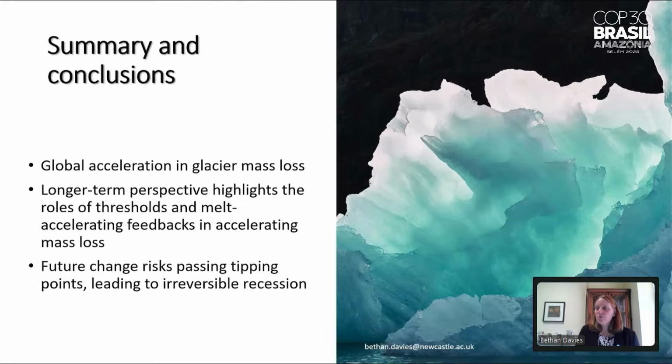So I want to move on to my colleagues who are going to talk about some of the impacts, the societal relevance of this. But I want to highlight that this is part of a global acceleration of mass loss. We see this pattern of accelerating mass loss almost everywhere we look. But when we take this longer term perspective, we can really see the role that thresholds and feedbacks play in accelerating this mass loss. And if we continue, we're going to pass a tipping point, which makes the recession very, very hard to stop. Thank you very much.